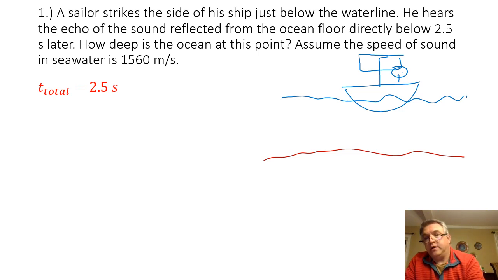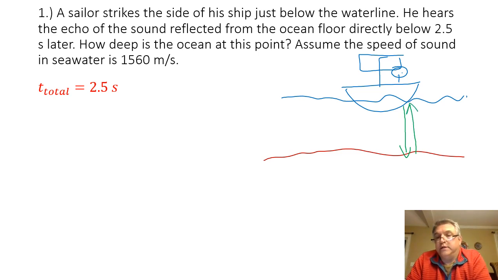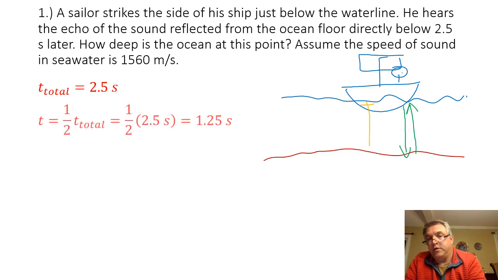If he hits the side of the boat just below the waterline, the sound wave has to travel from the boat to the ocean floor, then reflect off the ocean floor and come back to the sailor. Now, the sound wave has to travel all the way down and then back all the way up. If all we're trying to find is the distance from the boat to the ocean floor, I need half of that total time, because I just need the time it takes the sound wave to reflect off the ocean floor and come back up to the boat.